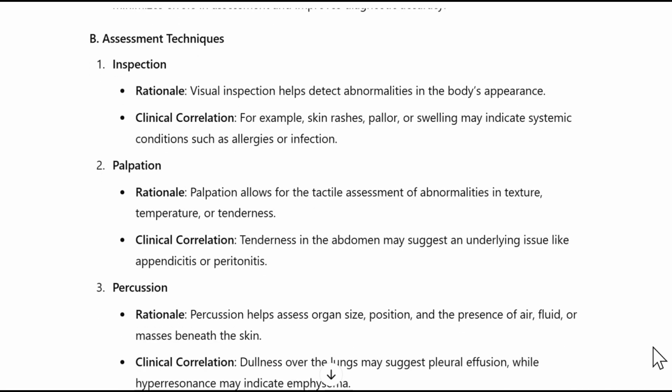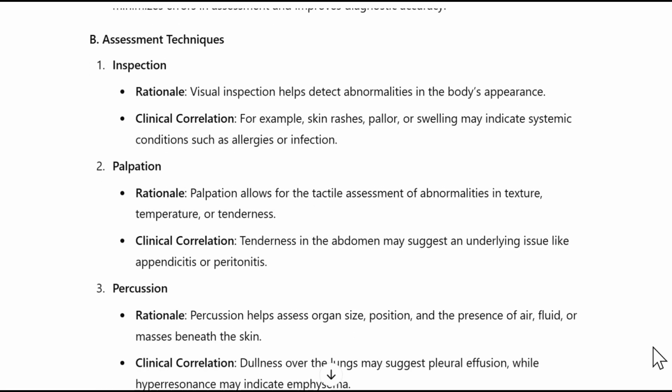B. Assessment techniques. 1. Inspection. Rationale. Visual inspection helps detect abnormalities in the body's appearance. Clinical correlation. For example, skin rashes, pallor, or swelling may indicate systemic conditions such as allergies or infection.